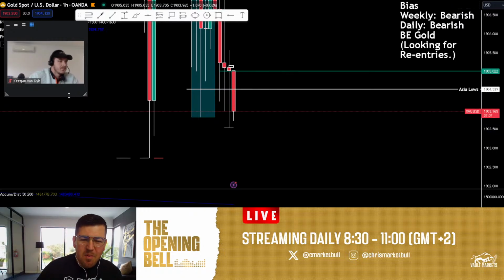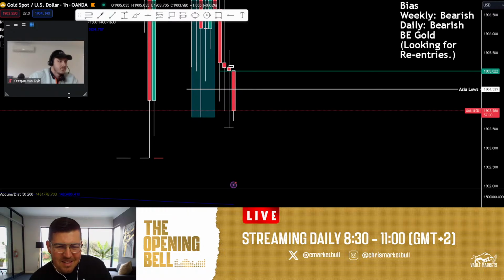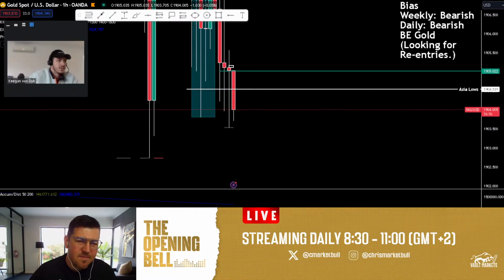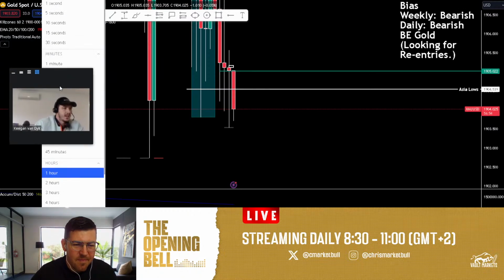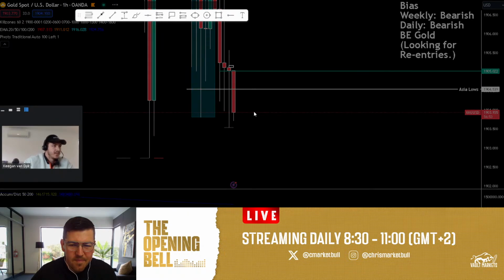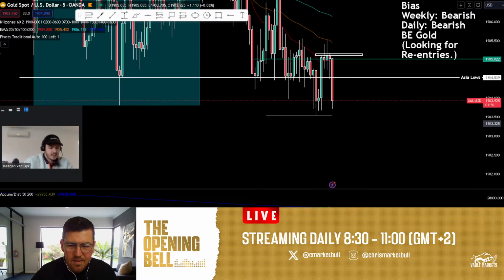This hourly's got no bottom wick though, guys. No top wick. So very high probability if we flip bullish. Well, what I'm personally looking at now, my best opportunity would be if it does an equal low to yesterday.